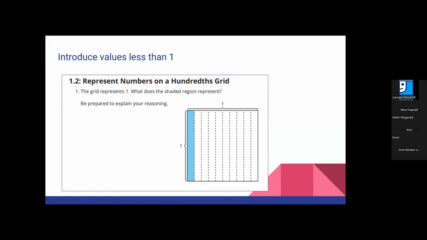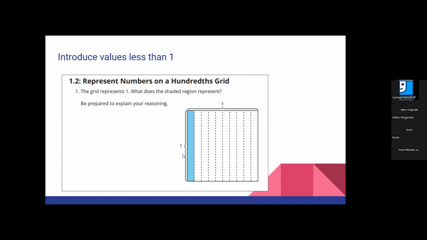Again, starting with the idea of introducing values less than 1. We're going to start with understanding that this grid or this square is a unit. It equals 1, so 1 by 1. And it is divided into bars. They begin to develop an understanding that this blue bar is less than 1. It is a part of 1. And that goes back to what Helen said in the beginning about part and whole, right? They realize that this is a part of a whole unit.